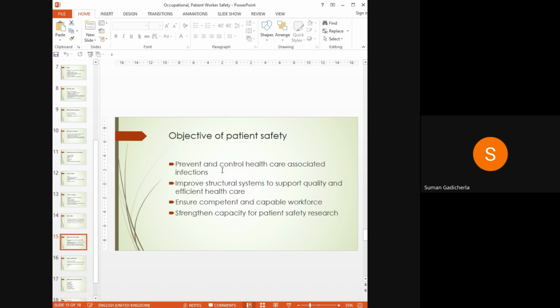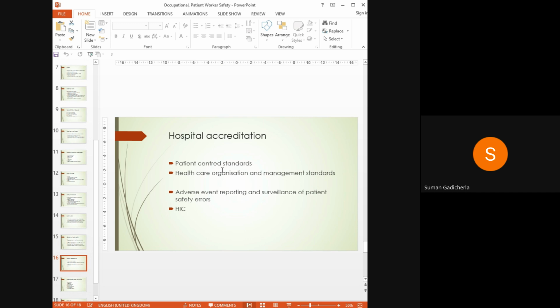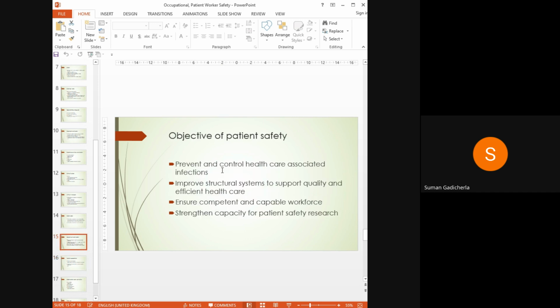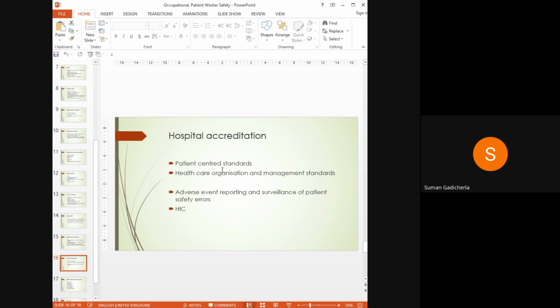What are the objectives? To prevent and control healthcare associated infections, to improve the structural system to support quality and efficient healthcare, to ensure that there is a competent and capable workforce, and to strengthen the capacity for patient safety research. This is the objective of patient safety, for what it is being done. Now, how can I ensure patient safety is there in every hospital?